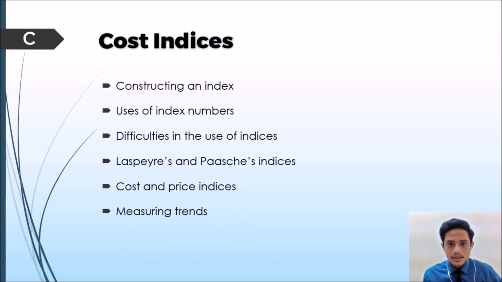For the cost indices, we are going to go through the four factors that need to be considered in constructing an index number, and also the usage of cost indices, such as in updating cost data, and the difficulties in the use of indices. Furthermore, we're also going to go through some types of indices such as the Laspeyres and Paasche indices, cost and price indices, and also measuring trends.